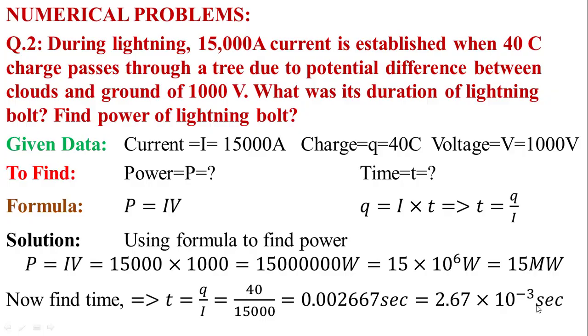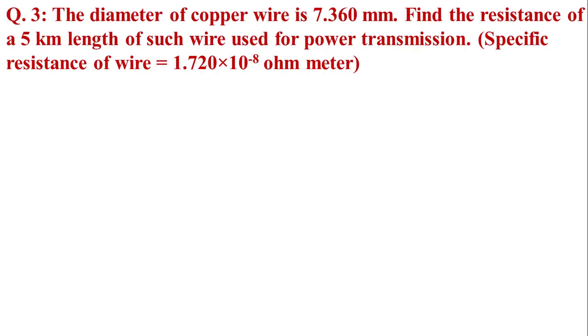Now we will move to question number 3. In numerical problem question number 3, the given statement is: the diameter of a copper wire is 7.360 millimeter. Find the resistance of a 5 kilometer length of such a wire used for power station transmission.